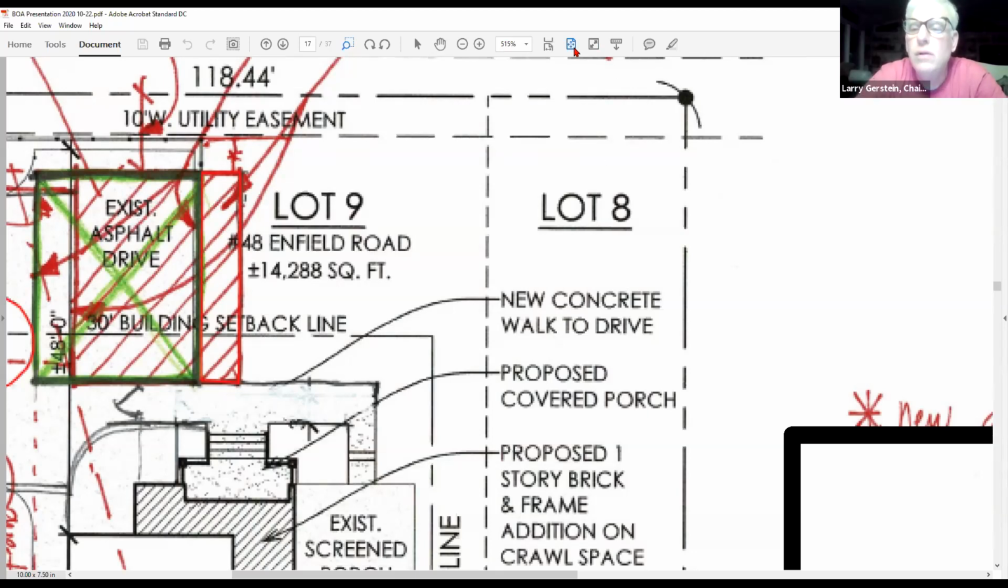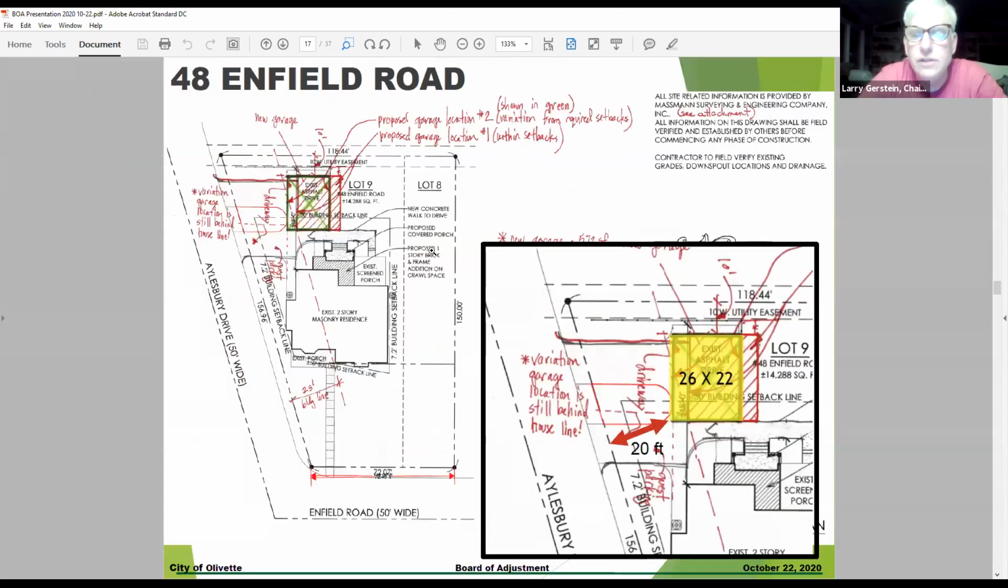Yes, if we can enter this in evidence, and then I'd like to hear from the applicant, please, if they could be sworn in. Mr. Malik, does that answer your question okay? Yes, it does. Thank you. Yes, Allison Oswald is here on the line. She is the homeowner. Can she be sworn in?